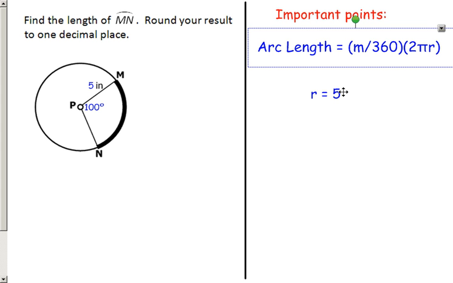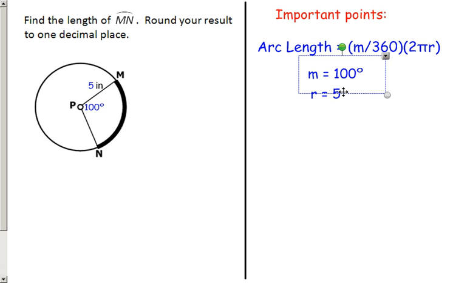What you want to remember is that the arc length formula is the measure of the arc over 360 times the circumference, 2 pi r. The measure of the arc in this case is 100. The radius is 5. So it's simply plugging into the formula: 100 over 360 times 2 pi times 5. And that's going to tell you the length of the arc.